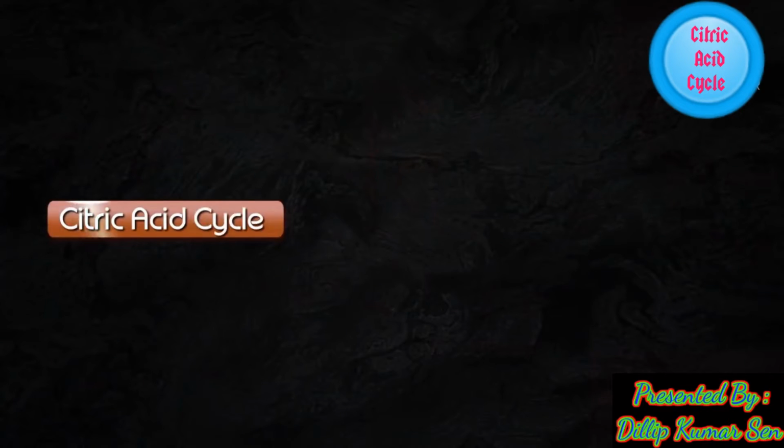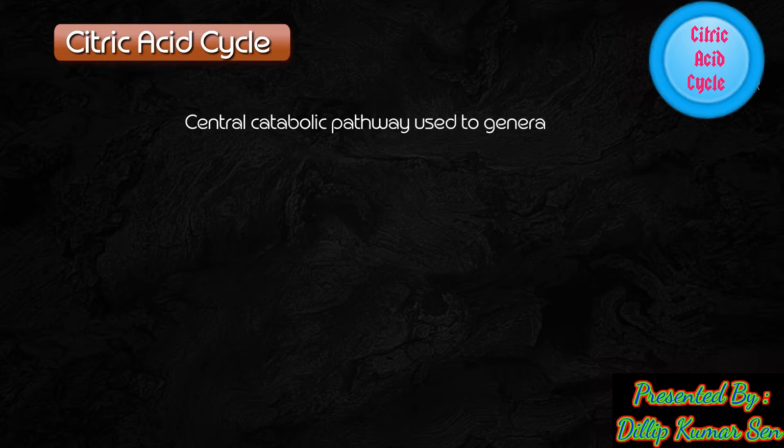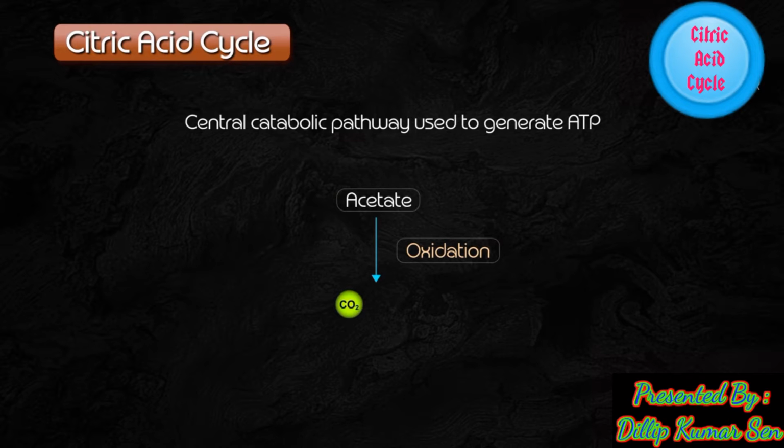Citric acid cycle. It is a central catabolic pathway used to generate ATP by means of oxidation of acetate. Finally, acetate is converted into carbon dioxide and water.